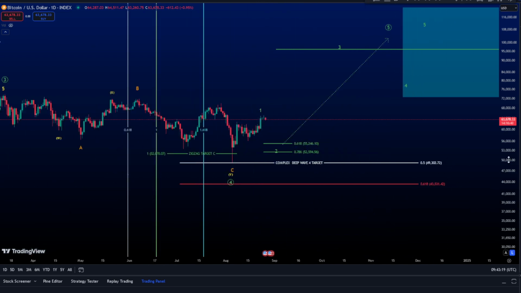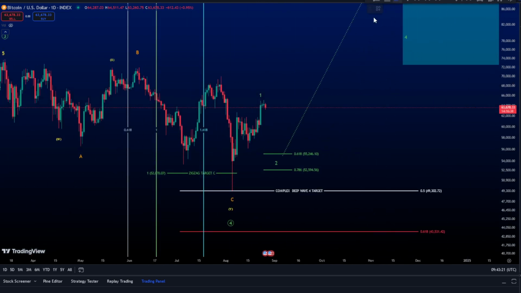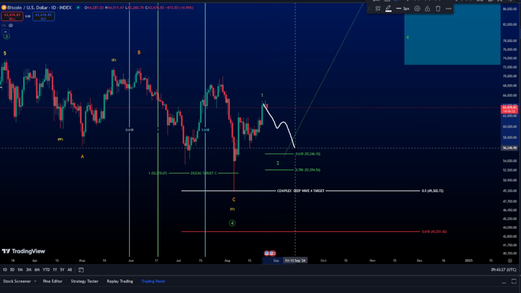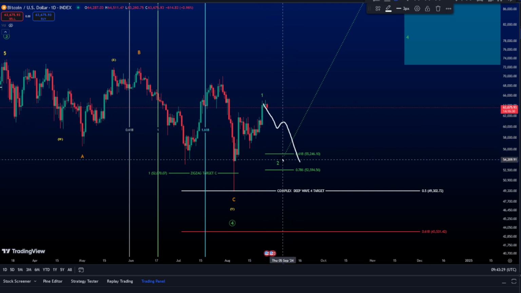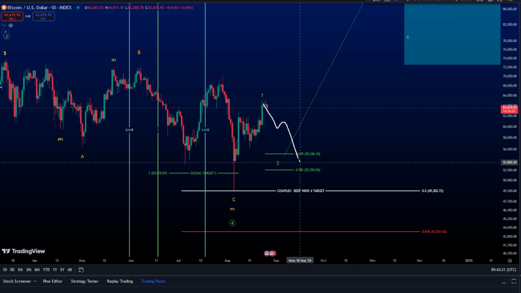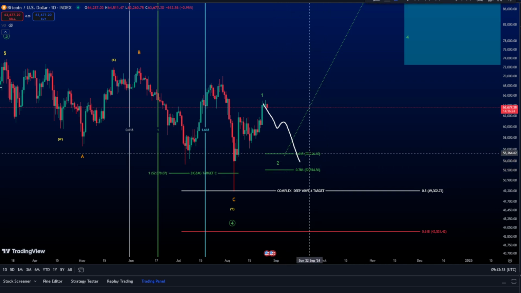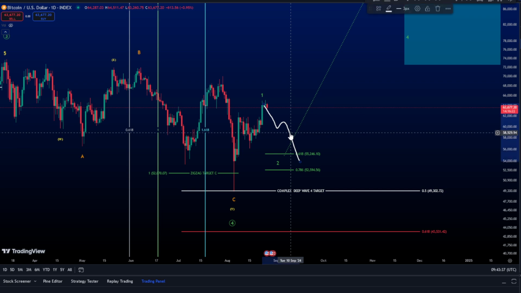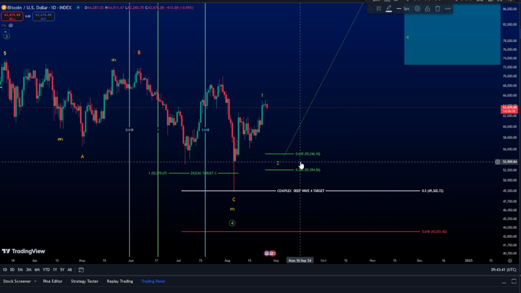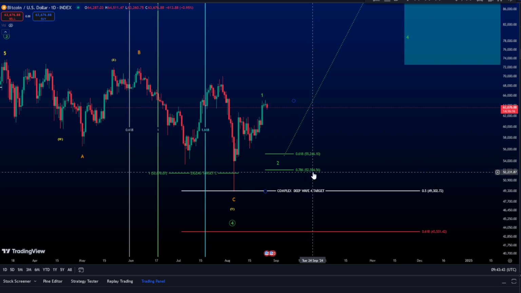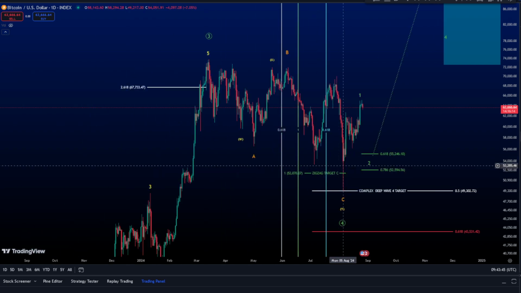Now, if we look further for this impulse, of course, if it is an impulse towards the upside, then we are looking next for 3 waves towards the downside, finishing a healthy wave 2 between the 2 fib levels, the 0.618 and 0.786, and this is respectively between 55,250 and 52,000, almost 600.